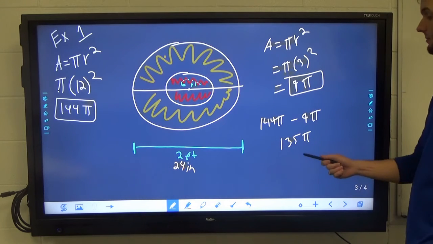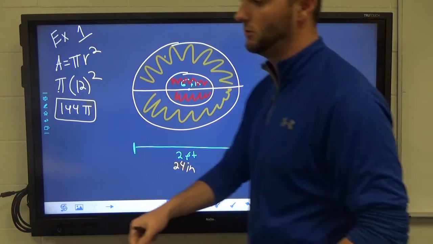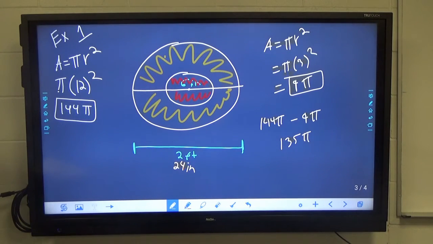And so now what I'm going to do is I'm going to multiply this out, and then it's going to give me a decimal because it wants it rounded to the nearest whole number. Yes, to the nearest whole number.